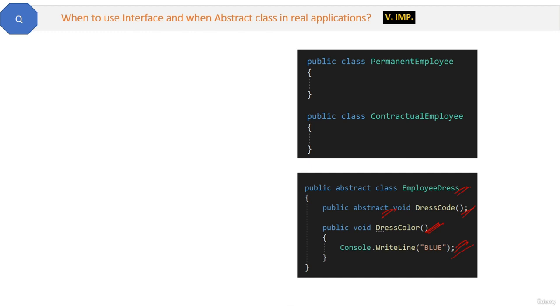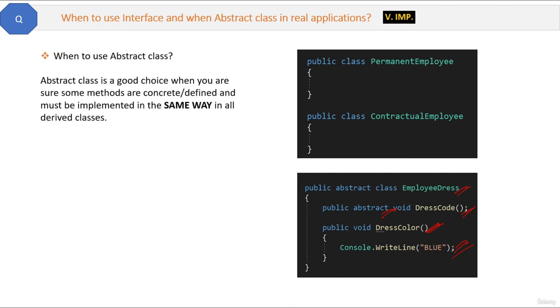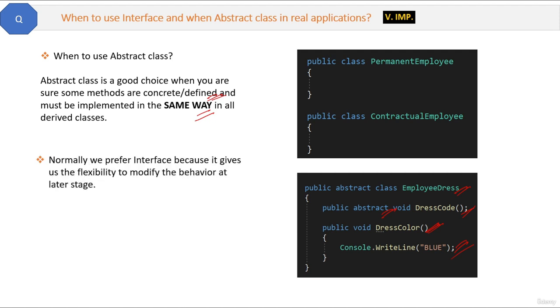So when to use an abstract class? An abstract class is a good choice when you are sure some methods are concrete or defined and must be implemented in the same way in all the derived classes. Now, one more thing here. Normally, we prefer interfaces because they give us the flexibility to modify the behavior of methods at a later stage. So, that's why we prefer interfaces.